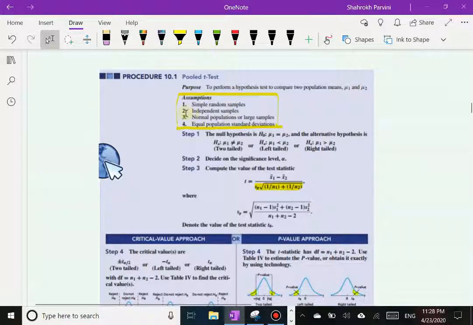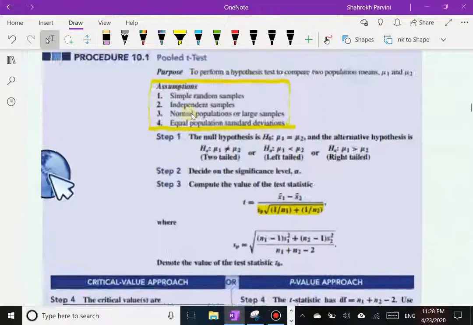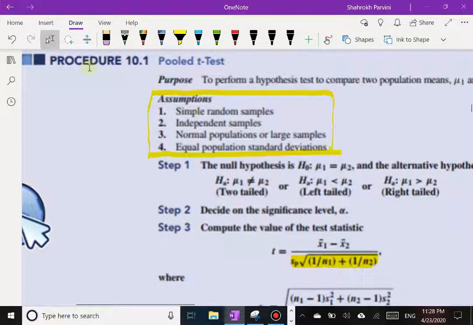Our second assumption is that the samples are independent. The third assumption is normality of the random variable x over both populations, or large samples: n1 and n2 at least 30 each. Not combined, but each of them must be at least 30. And finally, the fourth assumption, the assumption of this section, is that we have equal population deviations, unknown but equal.